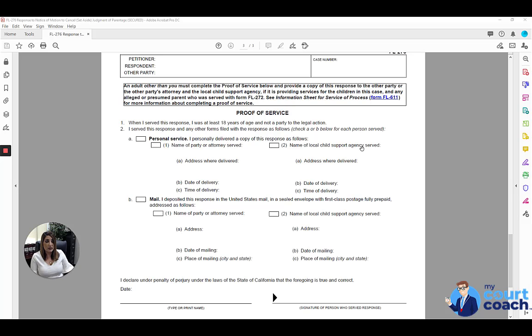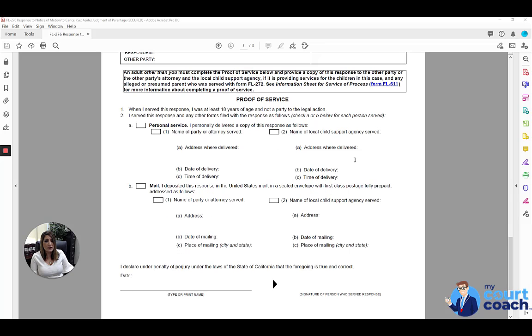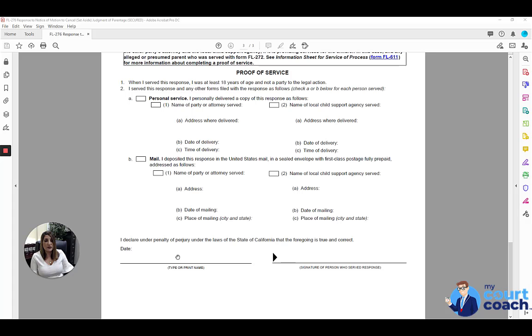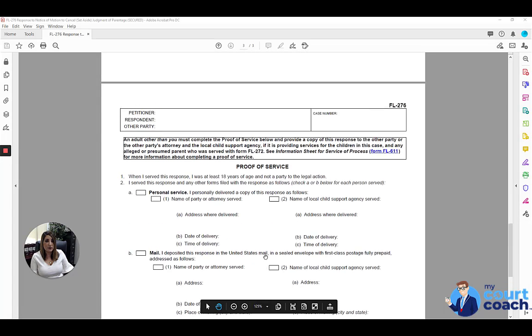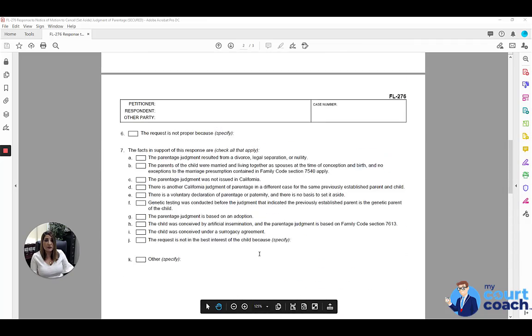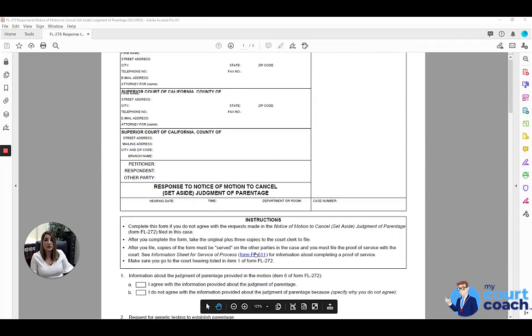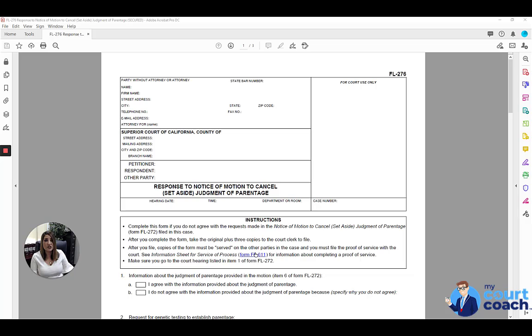If there's a local child support agency involved as well, then they will need to be served, and this box will need to be checked indicating that. If the service was done by mail, you can have your process server mark box 2B. Again, they're going to have to list the name of the party served, the address, date, time, or date and place of mailing, city and state. The process server then needs to fill in their name at the bottom, sign and date, page 3 of this form, and this form is now ready to be filed as your response to the request to set aside the judgment of parentage.